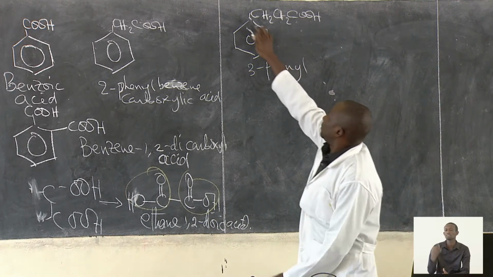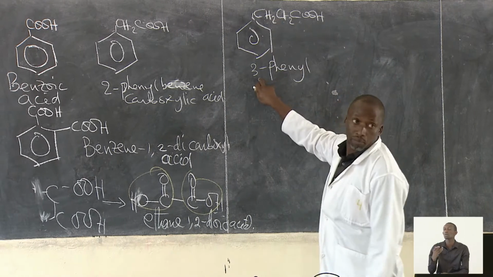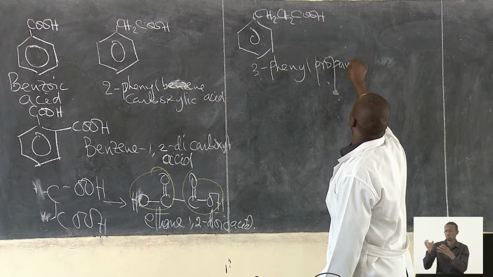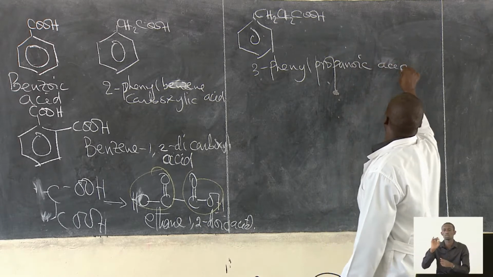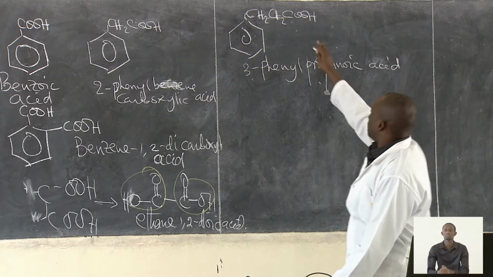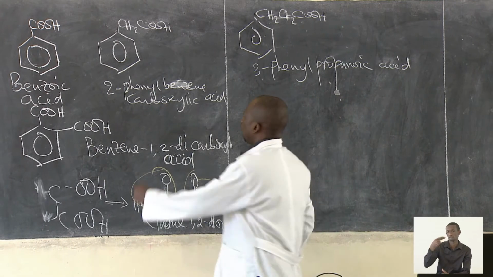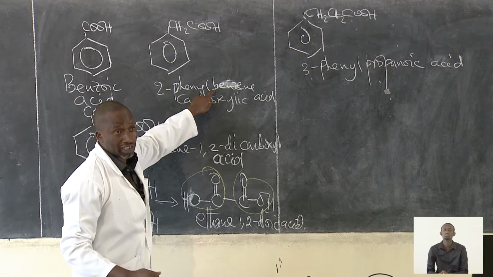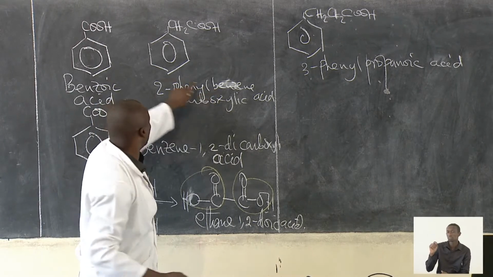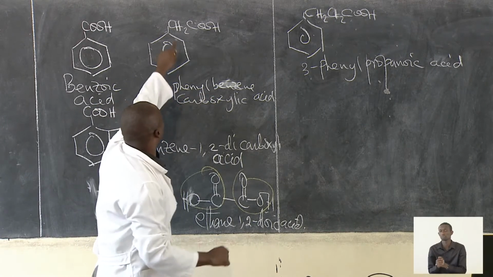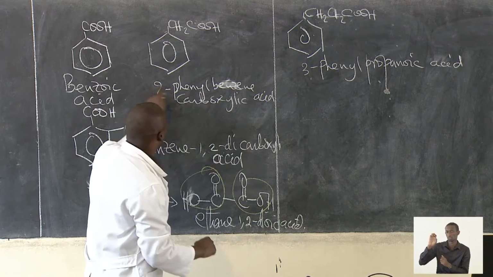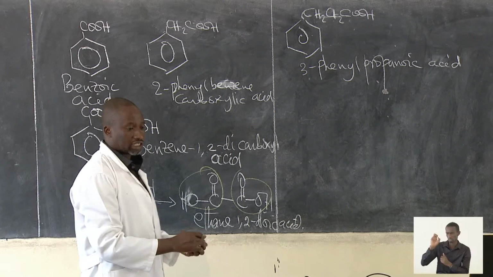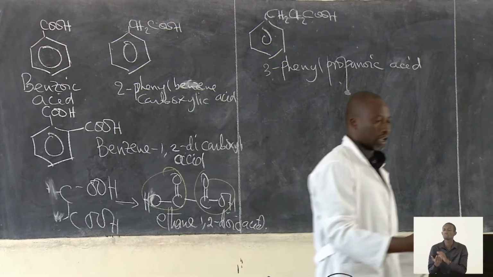3-phenyl. So we have the phenyl group attached on carbon number 3 of this propanoic acid. 3-phenyl propanoic acid. Hey, I think I have to make a correction here once again. So this is ethanoic acid. We have already mentioned the phenyl, so this benzene carboxylic acid can even be removed.